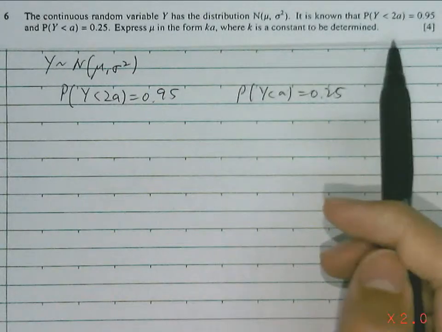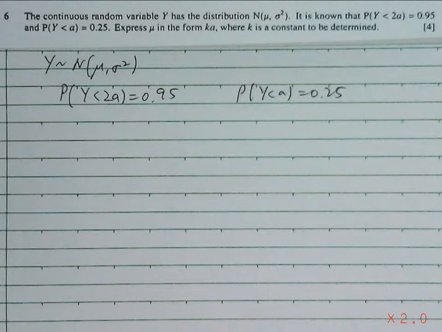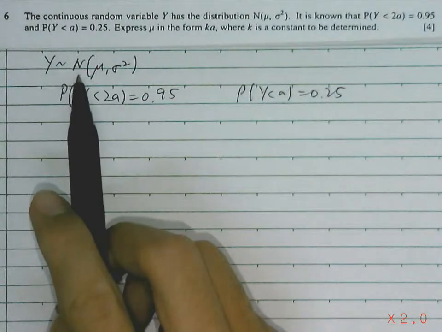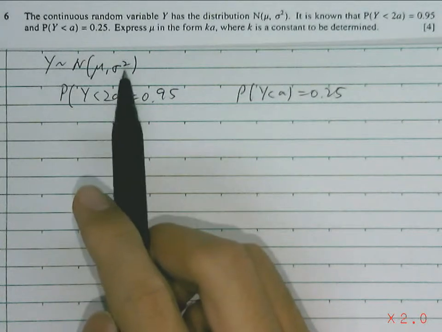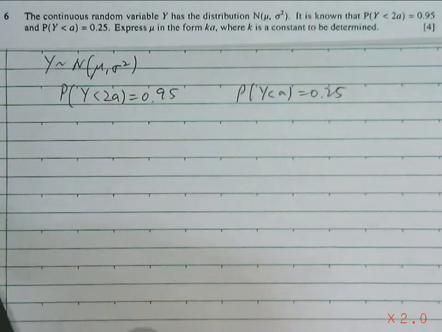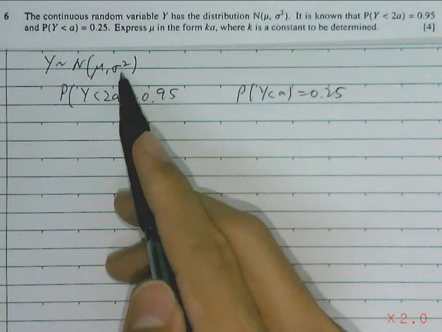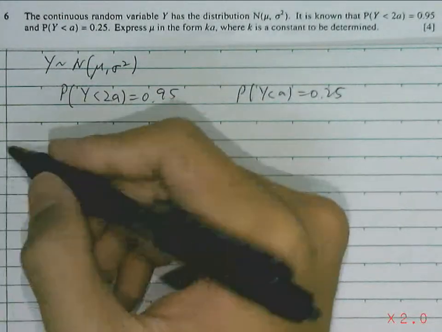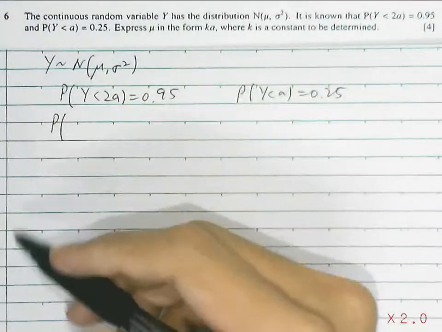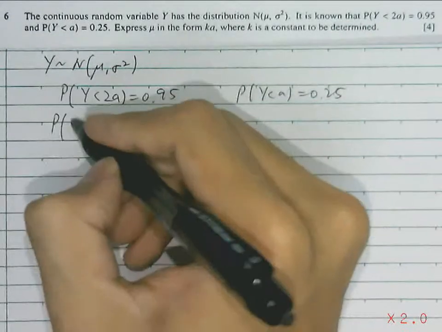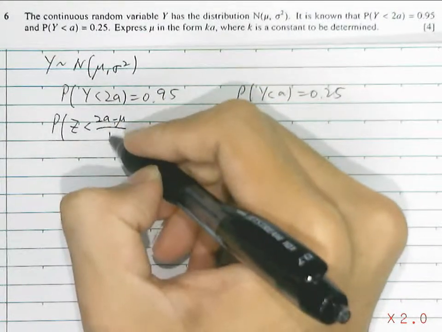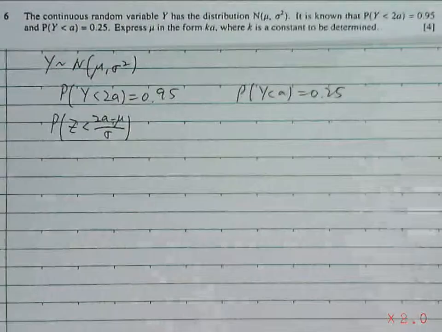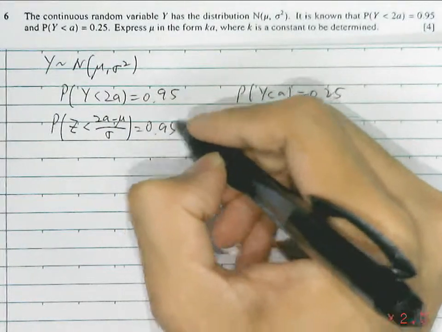So whenever we have normal distributions where the mean or variance are unknowns, we will always have to use standardization to solve the question. In this case, both our mean and variance are unknown, so we will have to use standardization. So we will first standardize y into our standard normal z. So this will be 2a minus mu divided by sigma. Alright, this will equal 0.95.